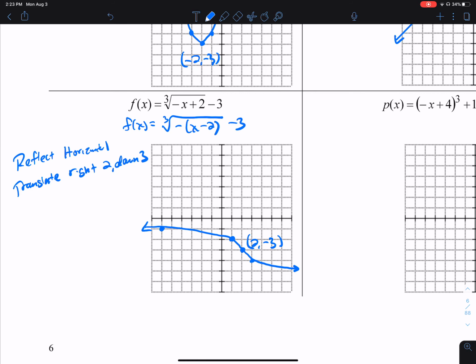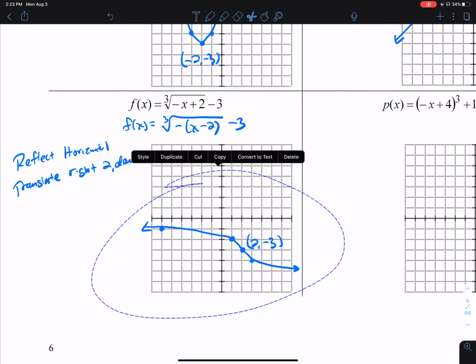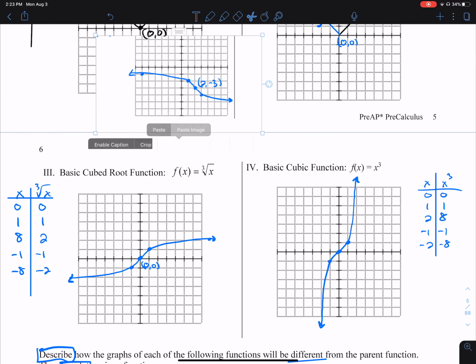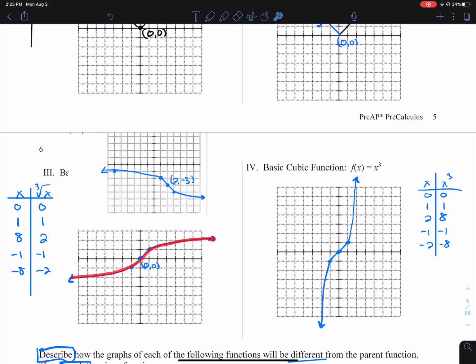If you compare this to the parent graph, hopefully you can see that the parent graph went from left to right and went up. Since this is a horizontal reflection, what was over here went over here. What was down here became over here. For the graph of a cubic function, a horizontal reflection and a vertical reflection will have the same result.